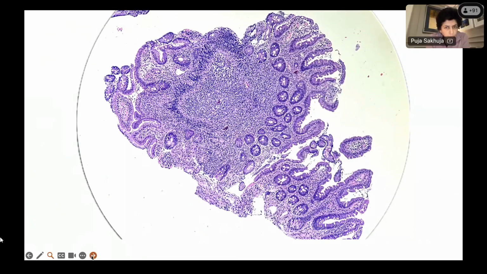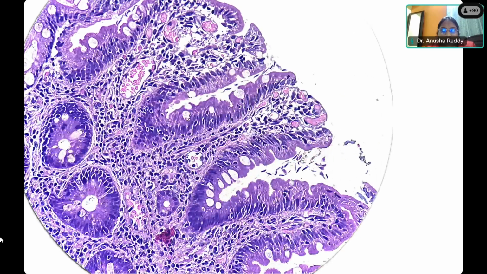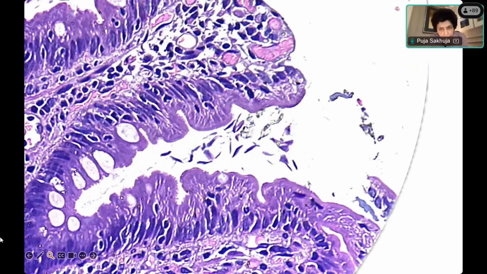So now let's take a look at the next slide. Here, this is a higher power, and you can see the presence of these Giardia trophozoites. What are the shapes that you see of these Giardia trophozoites? Pear-shaped. Yes. So we have these pear-shaped ones, and then you have these sickle or spindle-shaped ones, depending on whether it is a flat or end-on cut.